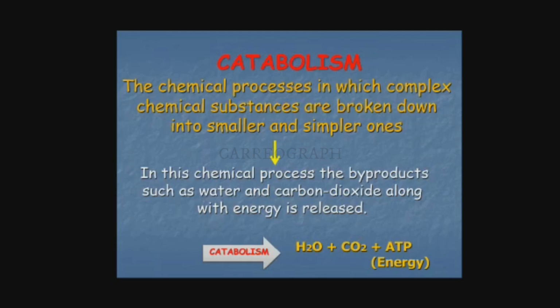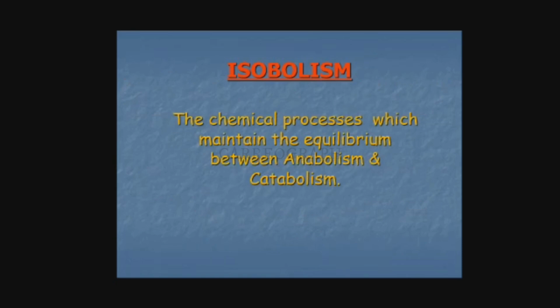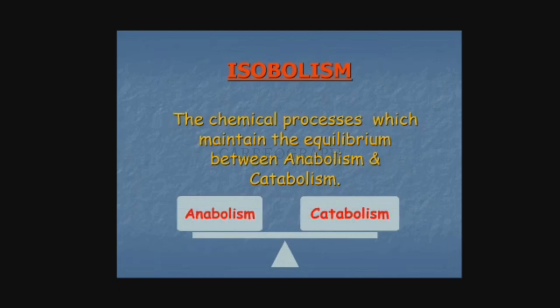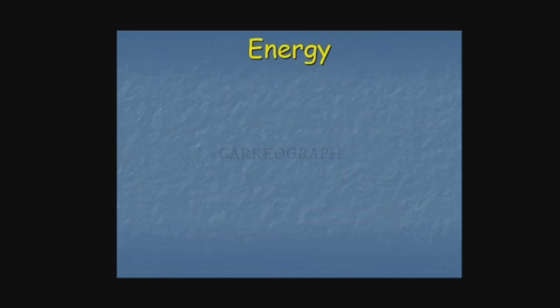Now friends, we will see the third process of metabolism, and this is isobolism. This isobolism is the chemical process which maintains the equilibrium between anabolism and catabolism. So friends, we have seen the different chemical reactions which occur in our body, and the sum of all these reactions is called metabolism. And the most important thing which we get in the process of metabolism is energy.